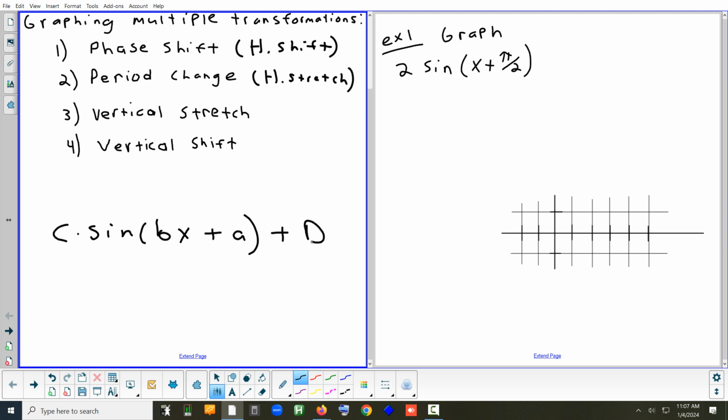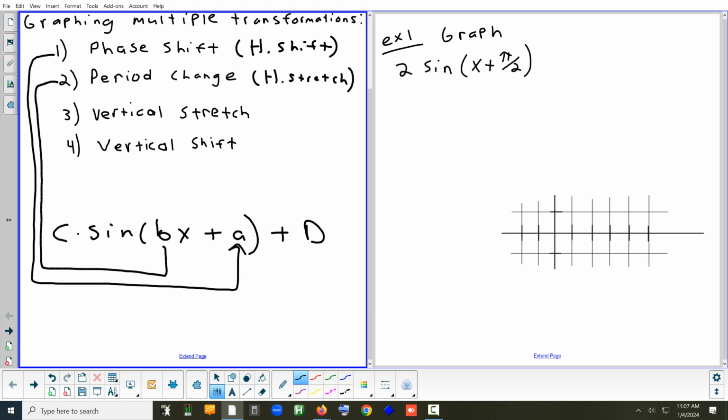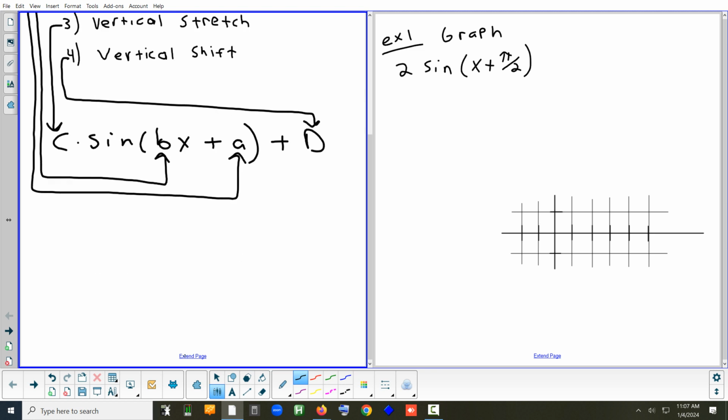I didn't really think about this. Why is the shift before the stretch? I guess it makes sense. Yeah, because the shift doesn't get affected by the stretch. So you're talking about the part inside the parentheses? Yeah, it doesn't get affected by the stretch because the stretch is just the x itself.